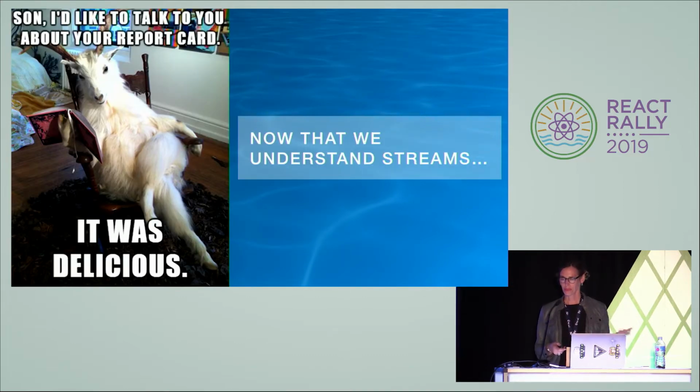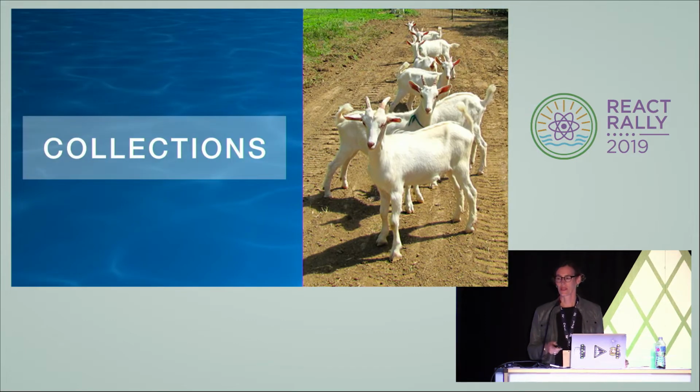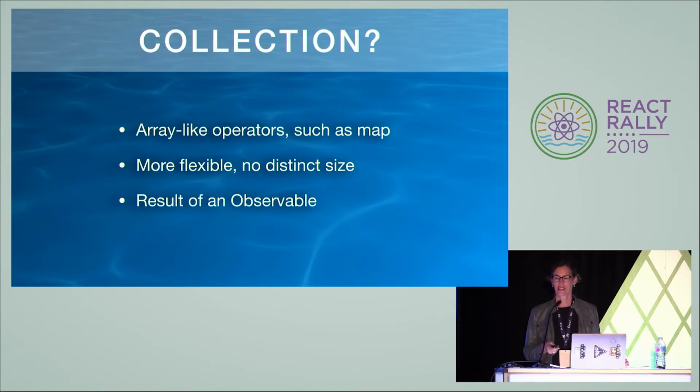So now that we understand streams, let's begin to talk a little bit about collections. Actually, sorry, a series of events in a UI or a series of data points. So collections are kind of like arrays. If you have a thing that's observing another thing, it's collecting all these data points, and it forms a looser assortment. So it's like an array, but a little more informal. But you use all these array-like operators with collections.